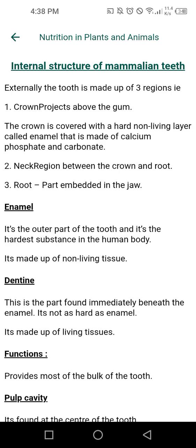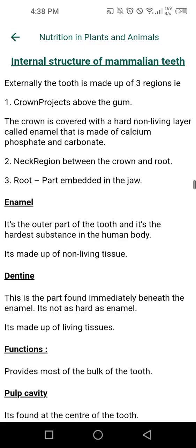Dentine. This is the part found immediately beneath the enamel. It's not as hard as enamel. It's made up of living tissues. Functions. Provides most of the bulk of the tooth. Pulp cavity. It's found at the center of the tooth. It contains numerous blood capillaries and sensory nerves. These enter the pulp cavity through a small opening at the bottom part of the root.